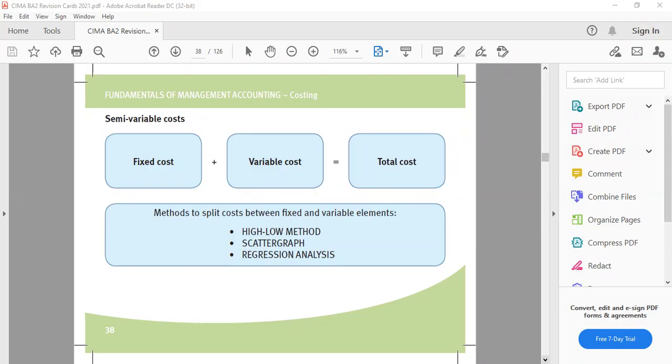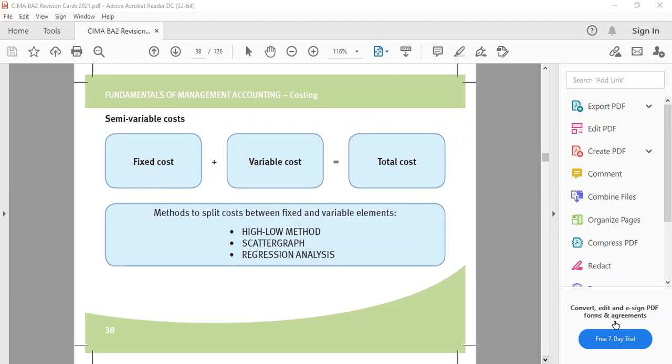In case the costs have to be estimated for the future, in case of planning and all, for that reason we have to have this cost split into the variable component and the fixed component. So all these three methods help us to understand what would be the semi-variable cost for the future.